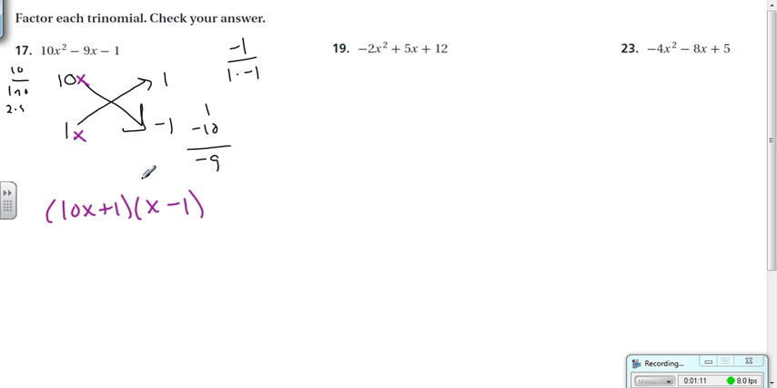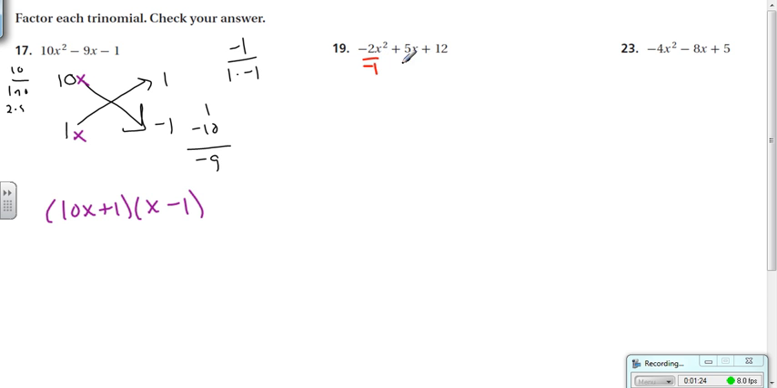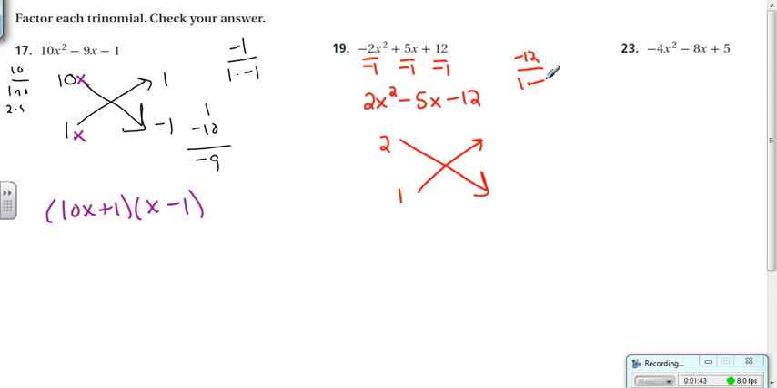Number 19, you're starting off with a negative. It's so much better if you start off with a positive number. So divide out a negative 1 anytime your x squared has a negative on it. So that's a positive 2x squared, a negative 5x, and a negative 12. Then do your factoring with 2 times 1 is 2 to get negative 12. I can do 1 times negative 12. I can do 2 times negative 6, 3 times negative 4. The 1 could be negative and the 12 could be positive, or negative 2 positive 6, negative 3 positive 4.